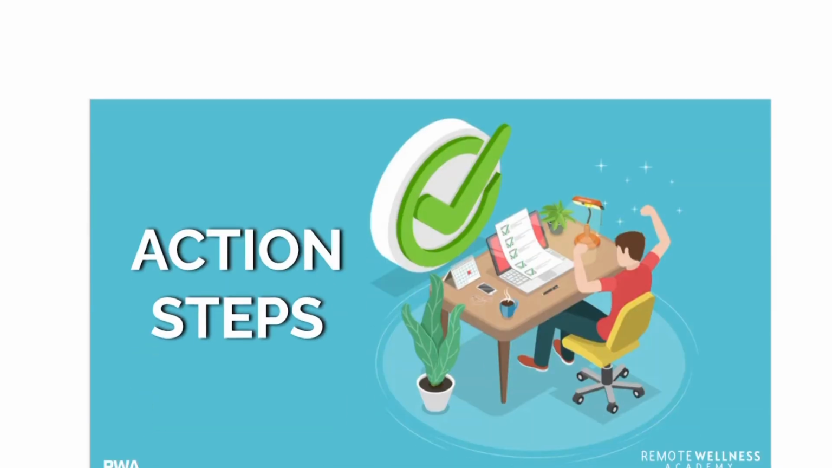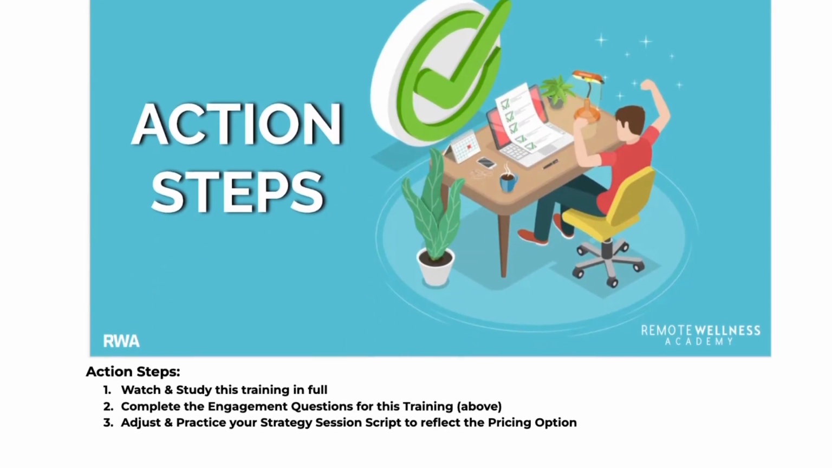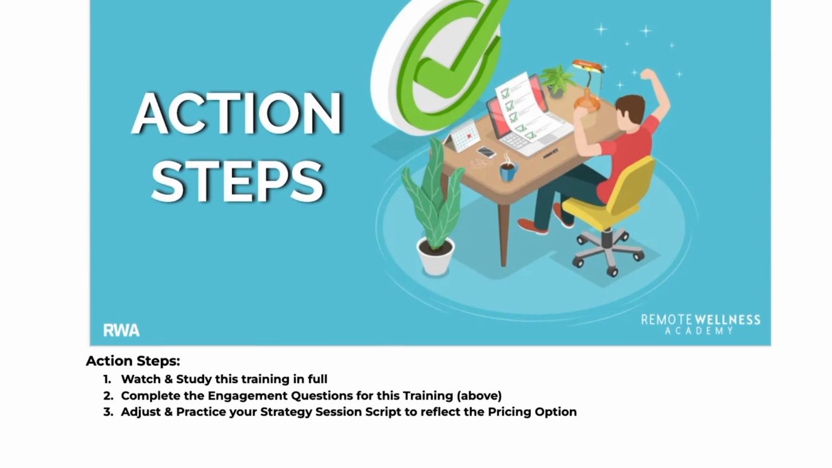And then in terms of action steps, pretty straightforward compared to a lot of the other action steps that we've had inside of this module. Number 1, make sure you watch and study this training in full. That's going to be very important. Number 2, make sure you complete the engagement questions for this training, which are the ones we talked about above. And then number 3, make sure you adjust and practice your strategy session script to reflect the pricing option that you chose as a result of this training.